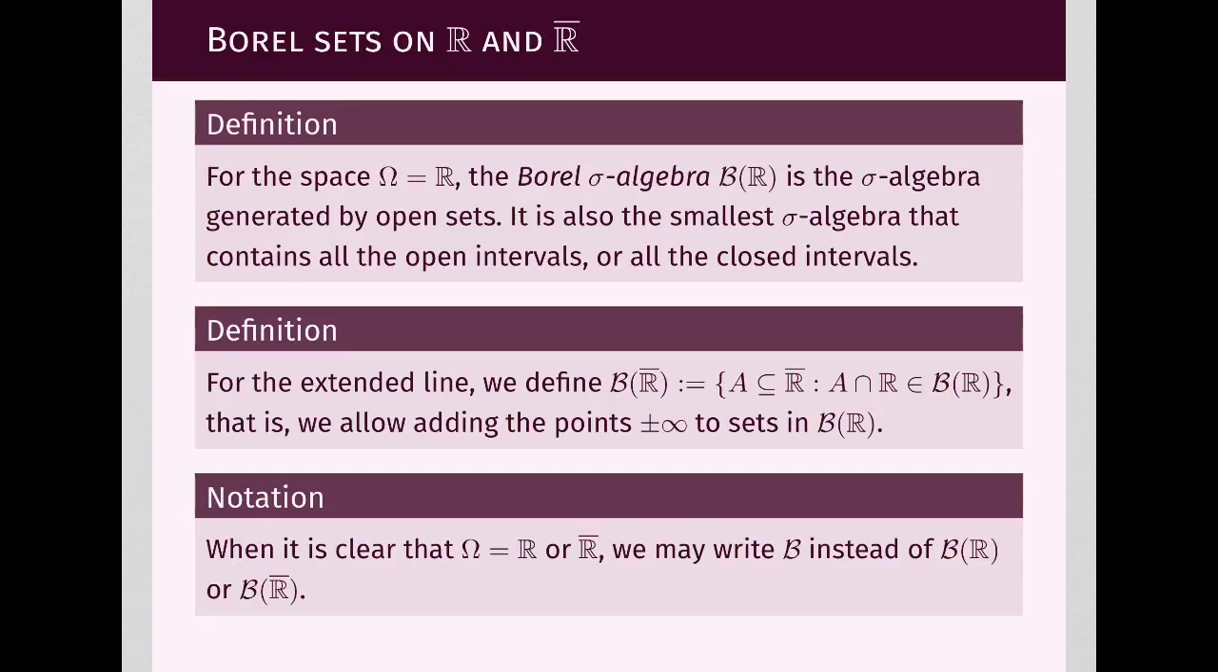And sometimes we will denote these sigma algebras simply by B when it is very clear from the context that the sample space is R. Then B means simply B of R. And when it's clear that the sample space is R bar, the set of extended real numbers, then we just write B, knowing that it denotes B of R bar.